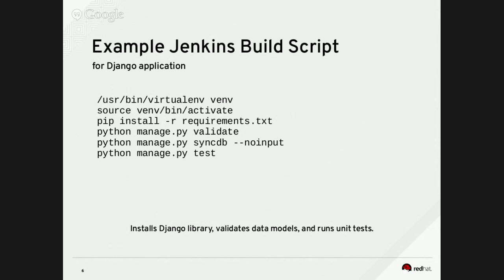So in Python, we solve this problem using virtual environments. And you see the first thing that I do in my Jenkins build script for the Django app is that I create a virtual environment, I install my requirements, I validate and then sync and then test. That's the kind of 3 steps I'm going to use to do testing on my Django app, right?